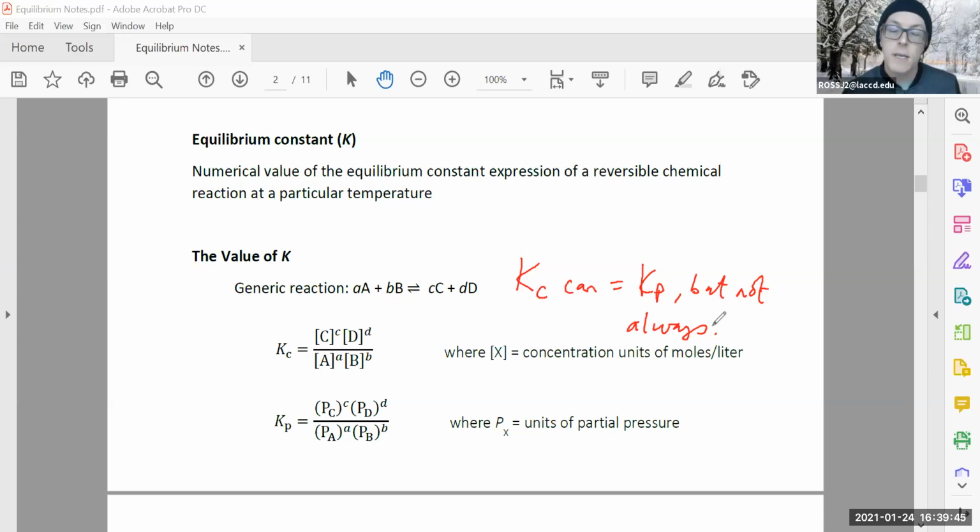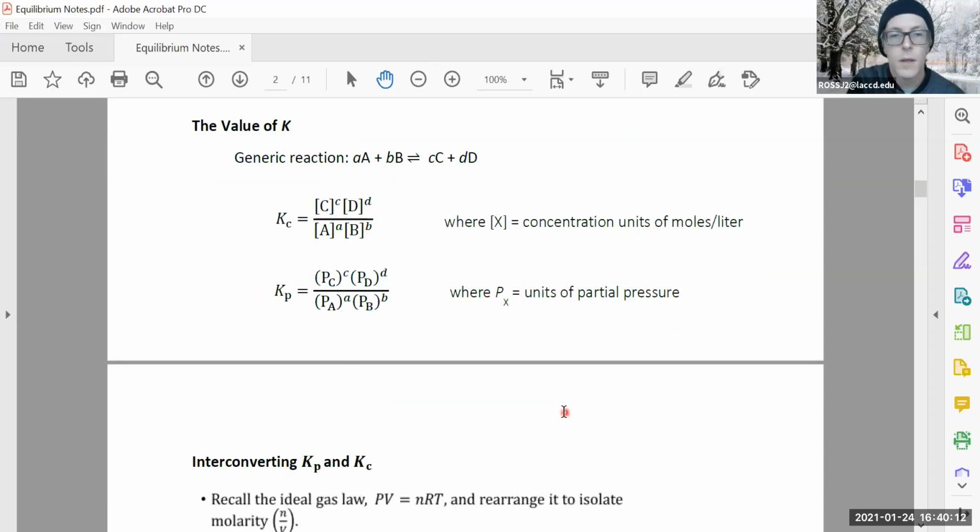You know, it obviously makes a lot more sense if you have a gaseous system to use Kp, but you can equally well, so long as you can measure what you're putting in this equation, whether it be concentration or pressure, you can have either. They can be numerically equivalent, but they're not necessarily numerically equivalent, so we have to be on our guard. And we'll have a look at why one would be equivalent or otherwise in a second.